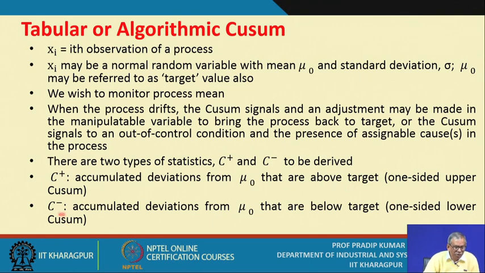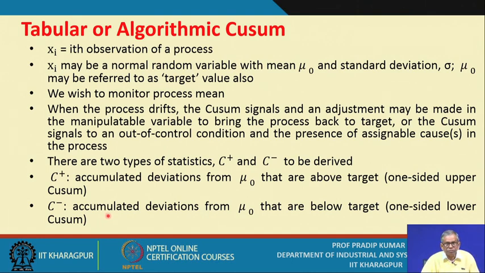It's clear? What is C minus? Superscript minus: accumulated deviations from mu0 that are below target. That means some of the values in x will be greater than mu0, and some other values will be less than mu0. So you create the C plus statistic under these conditions. This is referred to as one-sided upper Cusum. And again you have this C minus statistic, which is referred to as one-sided lower Cusum. So it is breaking down into two.